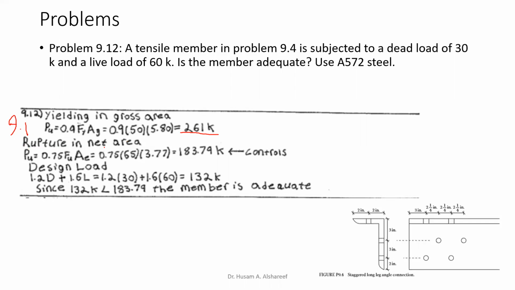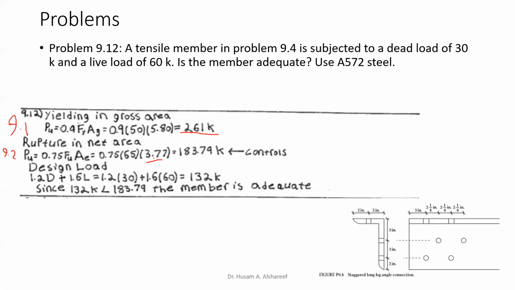Then we go for the rupture in the net area and calculate the Pu from there and see which one controls. So equation 9.2 is Pu equals 0.75 Fu times Ae. So 0.75 times 65, excuse me, 65 for Fu from the table, times Ae, the effective area, which is 3.77. Again, this should be from previous lectures on how we find them. Typically, in this case, the effective area is An times U. If you go back to the previous lectures, you can see how An and U, the shear lag factor, are found, and then the effective area is 3.77.